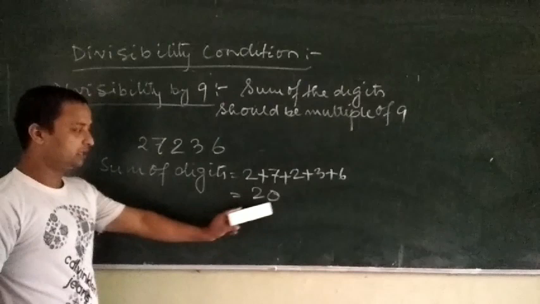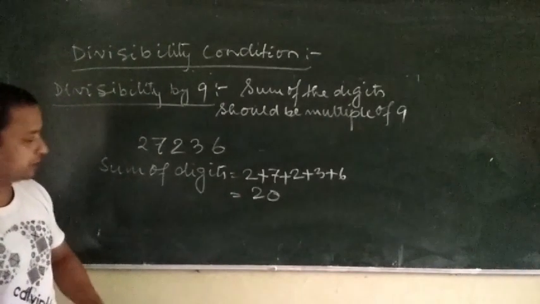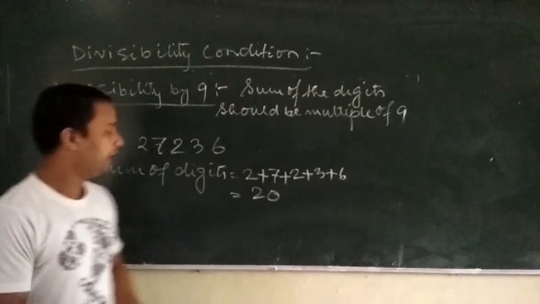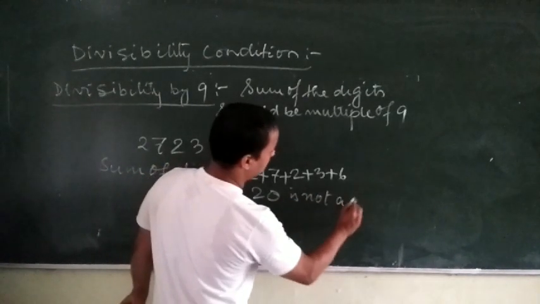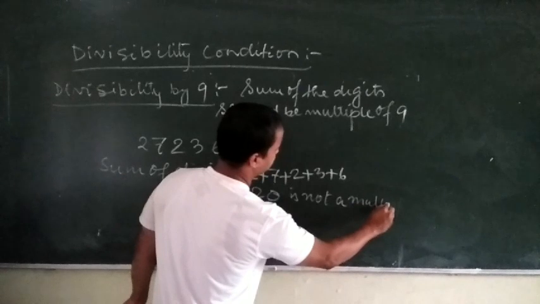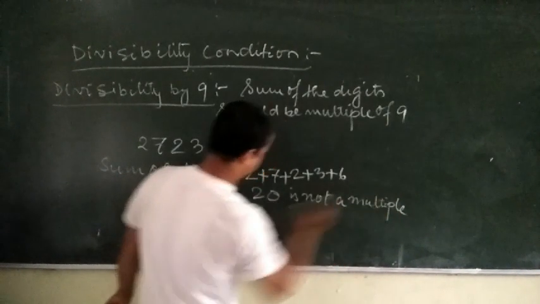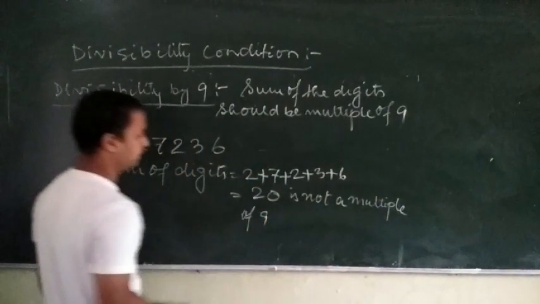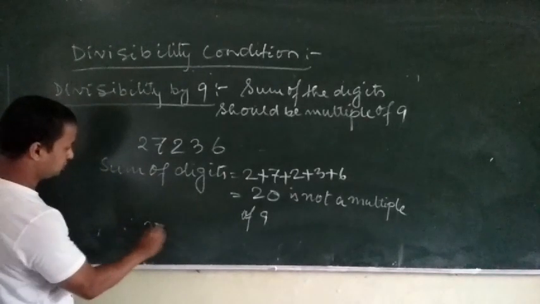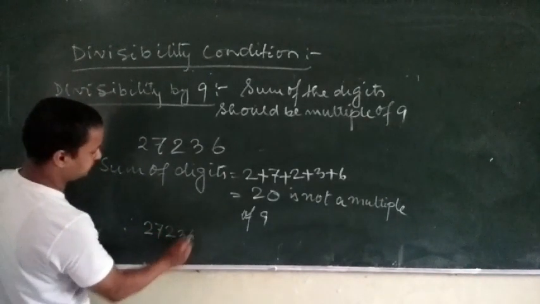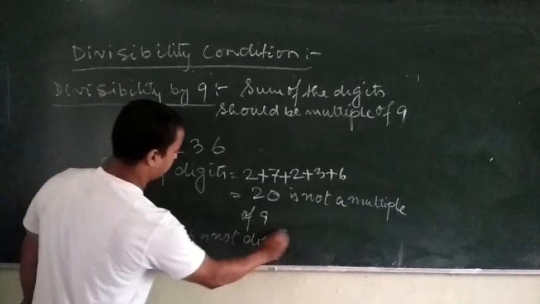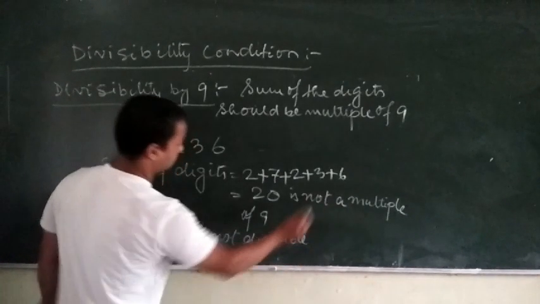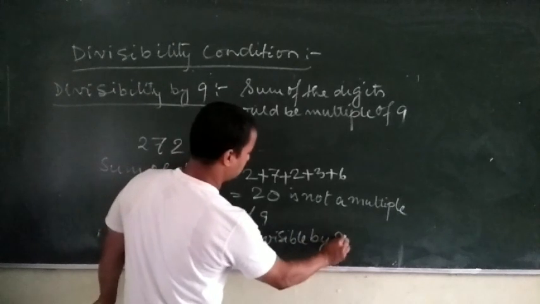No, it is not a multiple of 9, because if you read the table, 9 1 is 9 and 9 2 are 18. It is not a multiple of 9. So therefore 27236 is not divisible by 9.